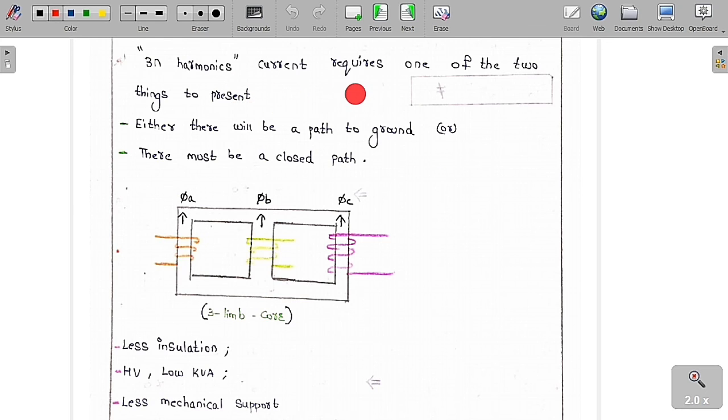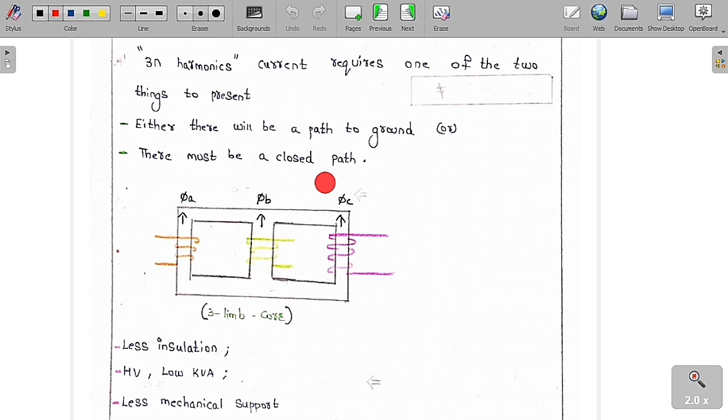3n harmonic currents require one of two things to be present. If 3n harmonic currents are going to be present, then these things should always be there. So in these two, if at least one is there, definitely the 3n harmonics are going to be present. Either there will be a path to ground, or there must be a closed path. If any one is there, definitely the 3n harmonics are going to be present.